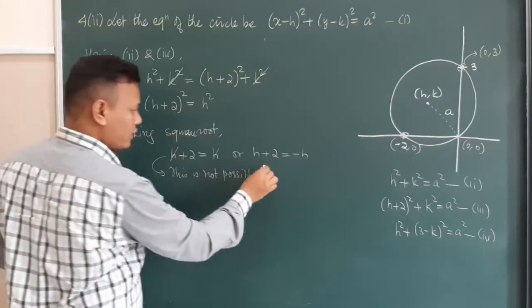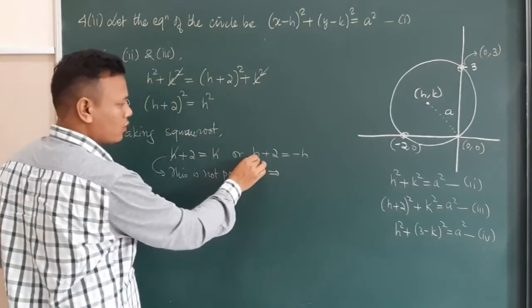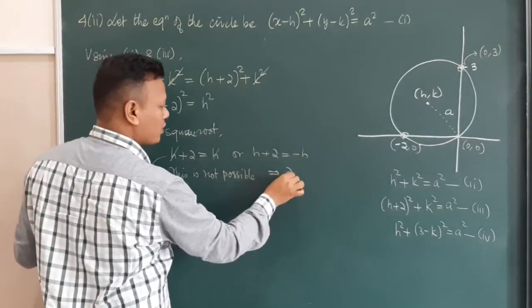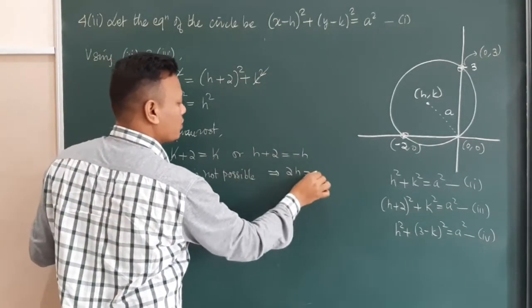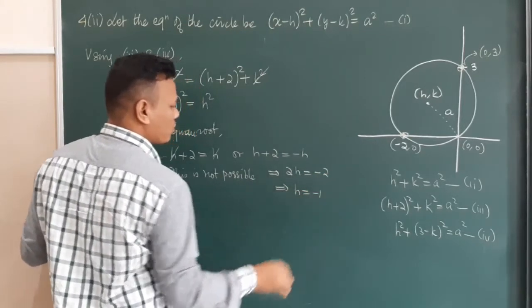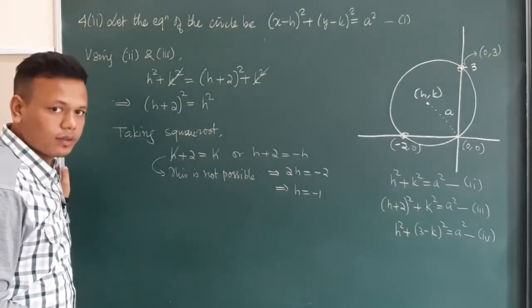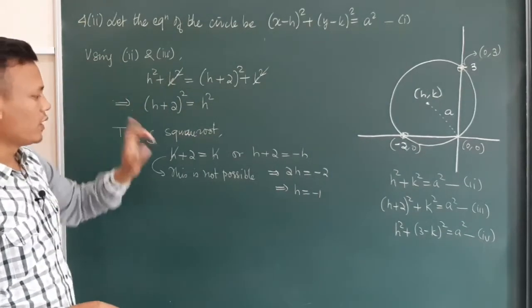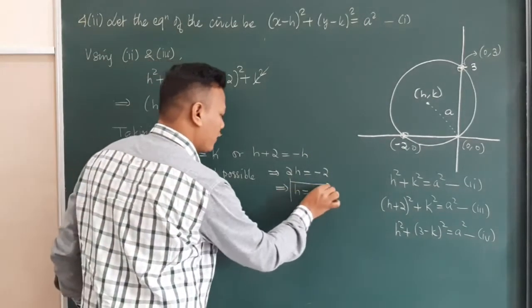All right, so let's see what we get from here. From here we have this h comes here, so it becomes 2h. This 2 goes over there, becomes minus 2. So from here h turns out to be how much? h turns out to be minus 1. Okay, so this is using 2 and 3. So using 2 and 3, I got the value of h.